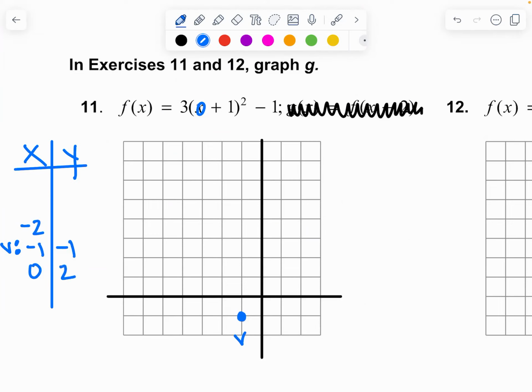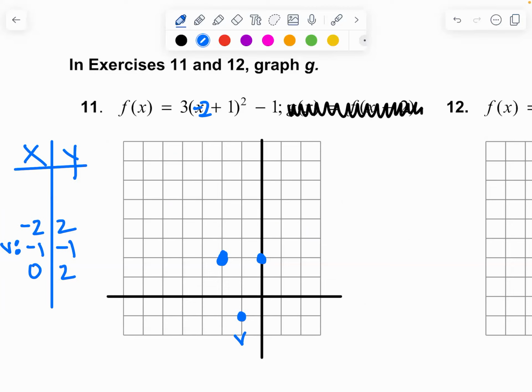That was something. Let's just make sure that we get the same thing when we plug in -1. And by -1, I mean -2. What's -2 plus 1? -1. Squared. 1 times 3. 3. Minus 1. Some of you are being robots, right?